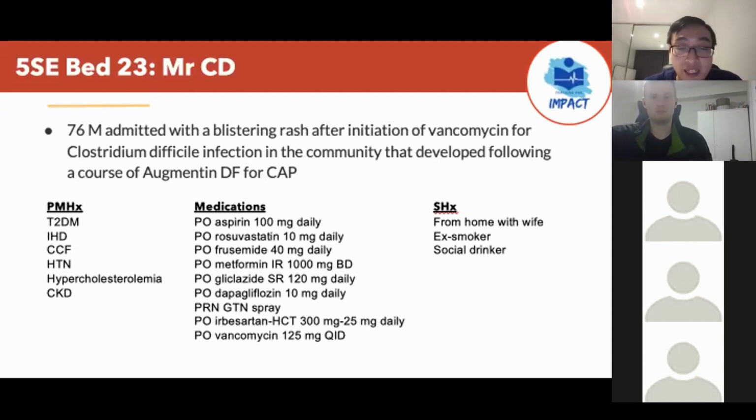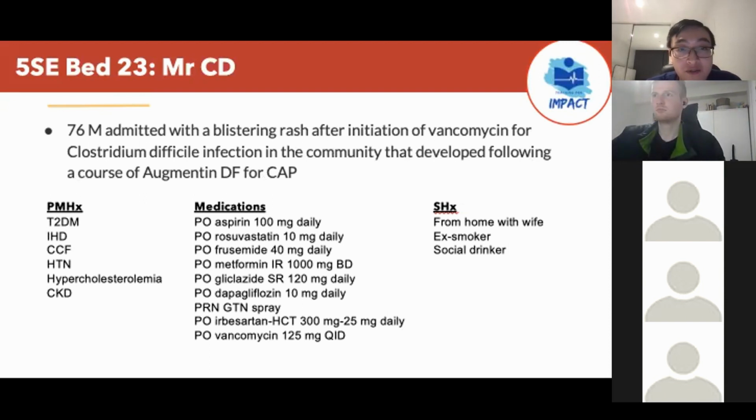Second patient is Mr. CD, a 76-year-old male admitted with a blistering rash after initiation of vancomycin for Clostridium difficile infection in the community that developed following a course of Augmentin Duofort prescribed for community-acquired pneumonia. Cool, lots to unpack there.